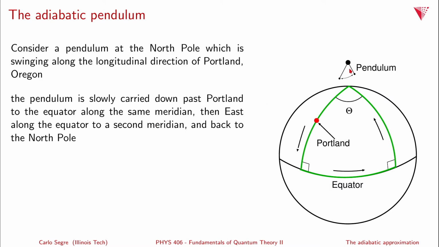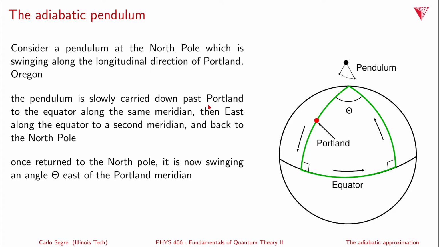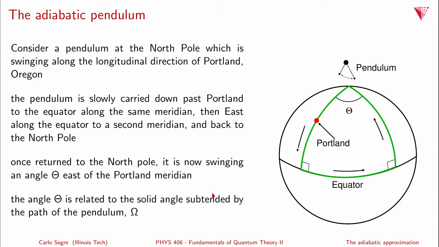You carry the pendulum down past Portland, all the way to the equator, along the same meridian. And then you go east along the equator to a second meridian over here and back to the North Pole. When you do that, you'll see that the pendulum is now swinging at an angle theta, where this is the angle subtended by your trip along the equator, east of the Portland meridian. The angle theta is related to the solid angle subtended by the path of the pendulum, which is omega, which is the solid angle subtended by this green path here.